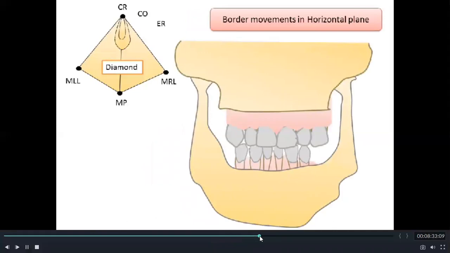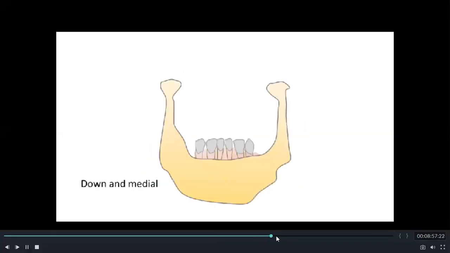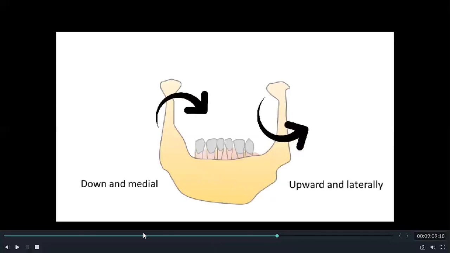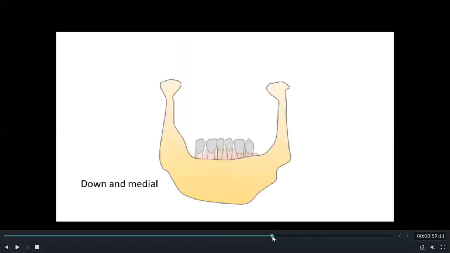So coming to this, this is the kind of movement that you can observe in a border movement, especially in the mandible. And coming to the sagittal plane, this picture gives you a clear view of how the condyle rotates in a sagittal direction.